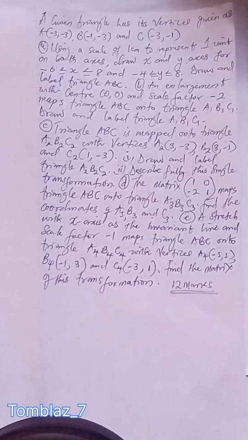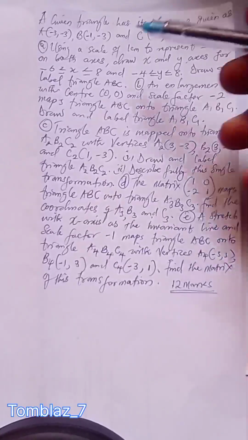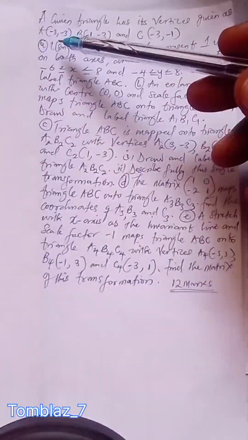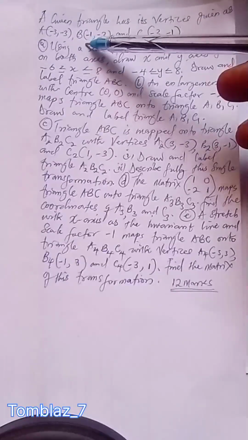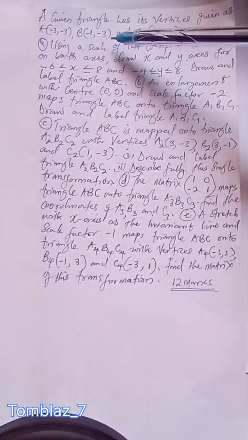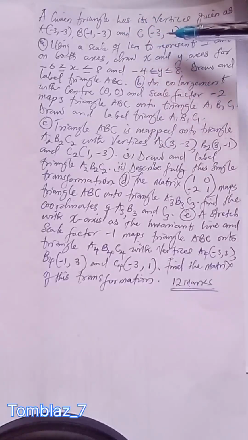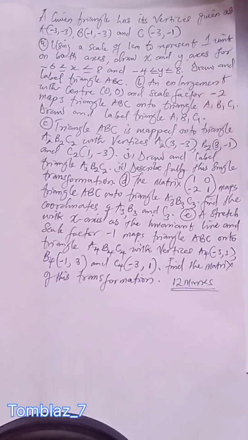So I have this question on transformation from advanced maths. It said a given triangle has its vertices given as A coordinate minus 3, minus 3, and then B coordinate minus 1, minus 3, and C coordinate minus 3, minus 1.